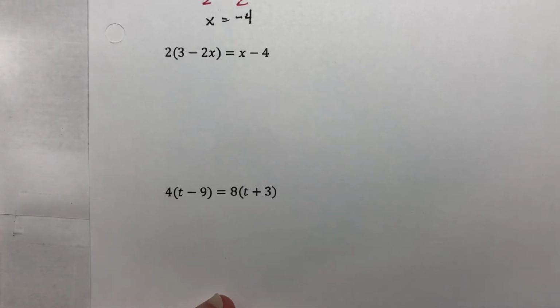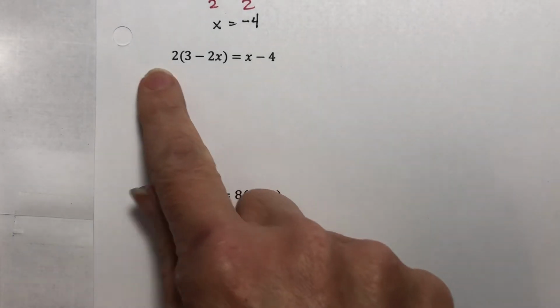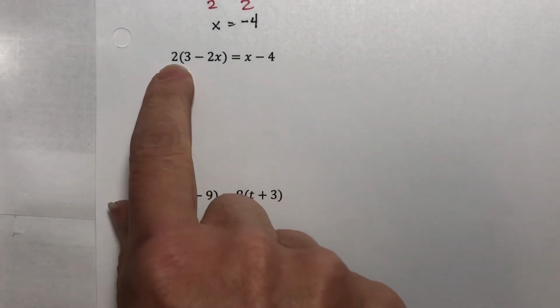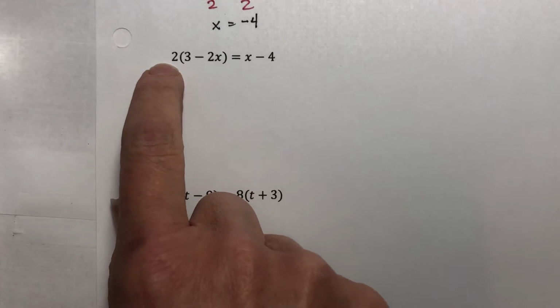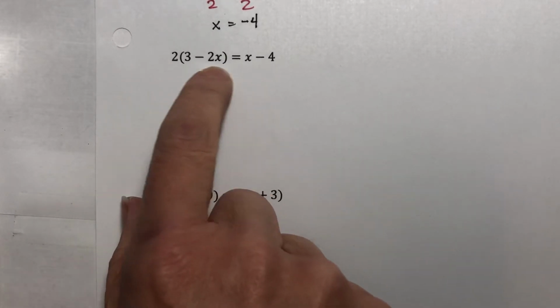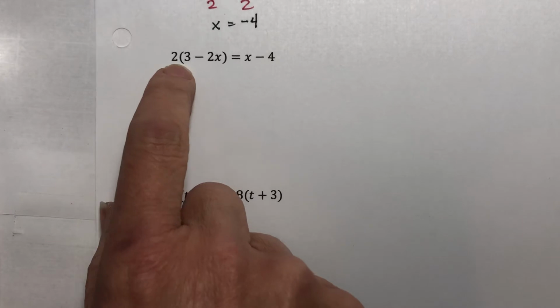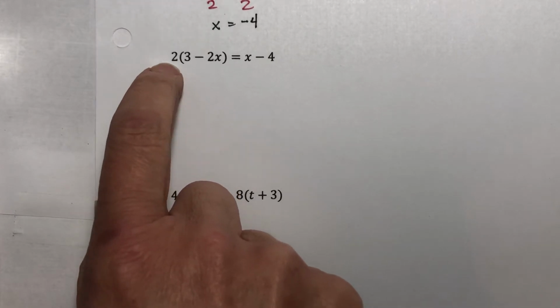All right, this is part 2 of section 1.1. I'm going to solve this equation. What we have to remember over here is when you have a 2 or a number right beside parentheses, if you don't have an addition or a subtraction in there, it is a distribution.